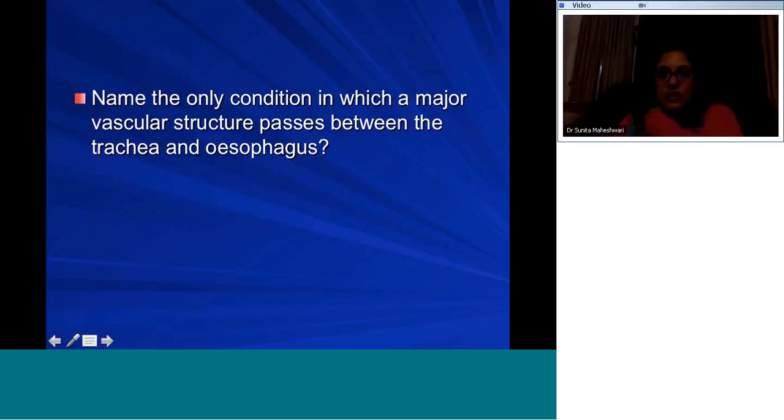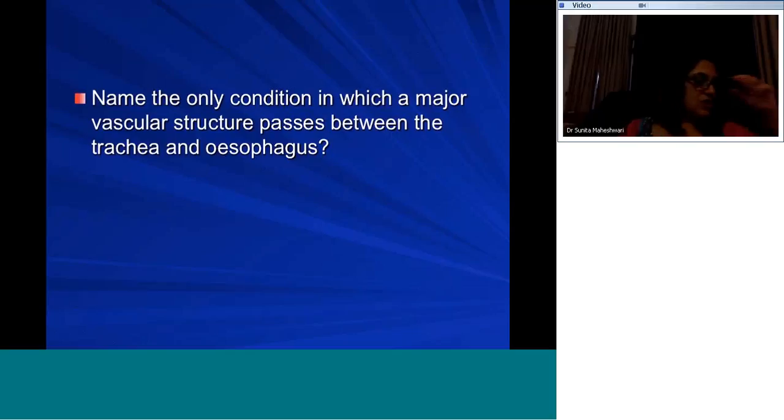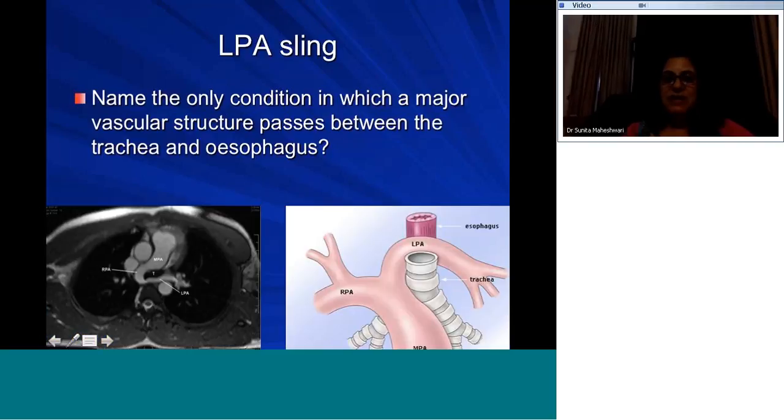Name the only condition in which a major vascular structure passes between the trachea and esophagus. Anyone? Vascular structure passes between trachea and esophagus. So it's a vascular ring. Which one? What's the name? When the vascular structure goes between trachea and esophagus, it is an LPA sling.